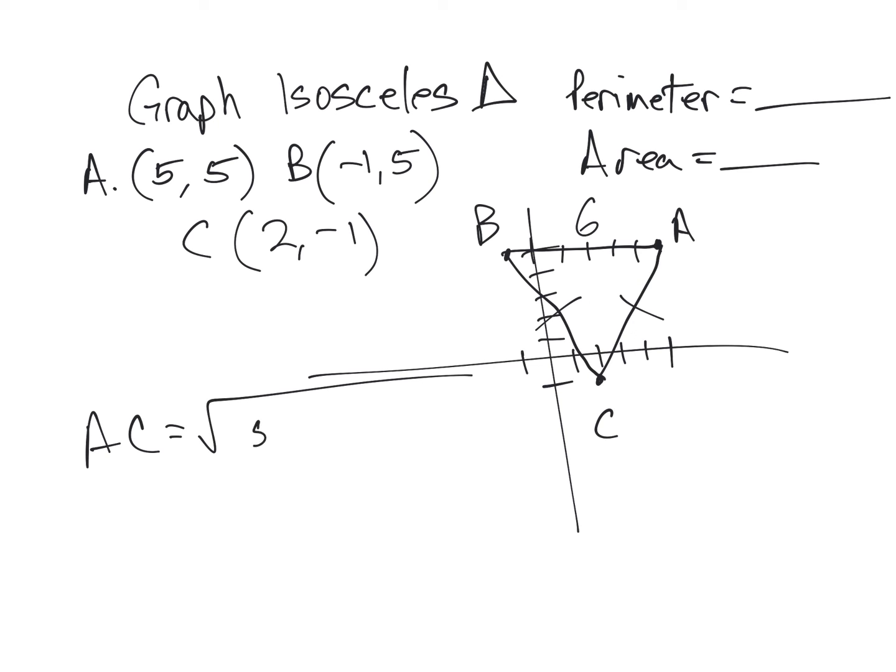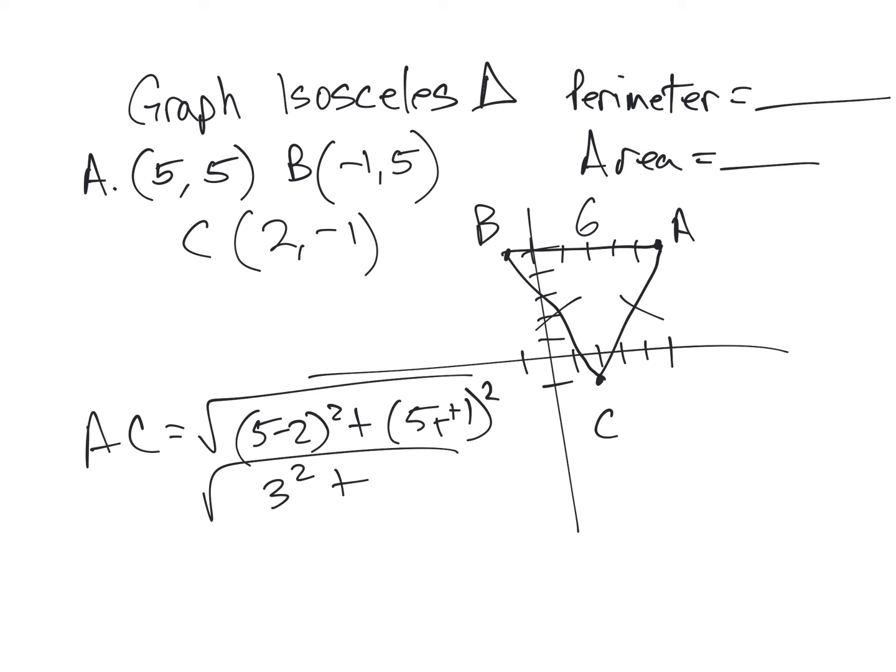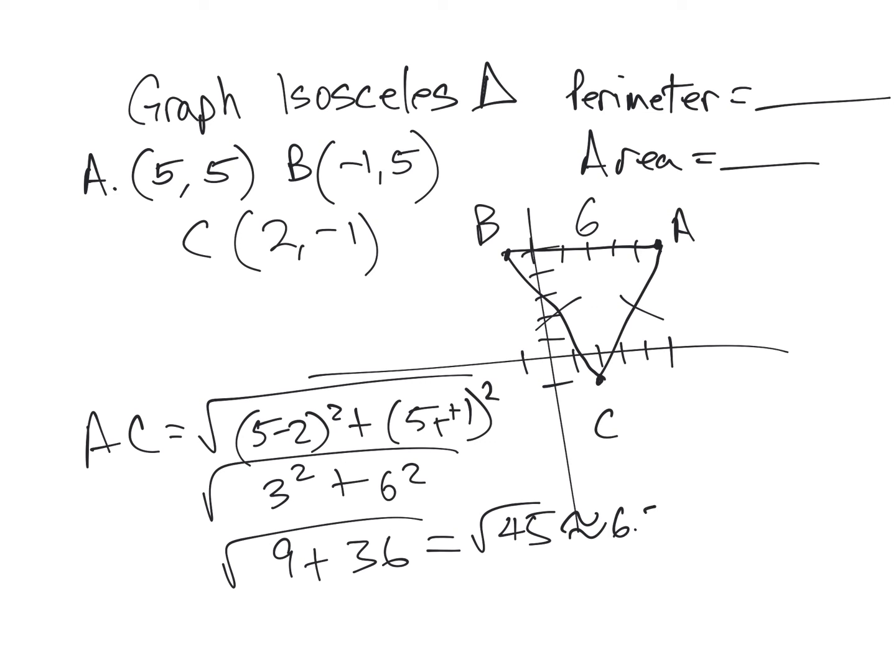A to C is 5 minus 2 squared plus 5 minus a negative 1 squared. That's 3 squared plus 6 squared. 9 plus 36 is 45. So square root of 45, 6.7. So 6.7 and 6.7. Perimeter, add them all together. So 19.4.